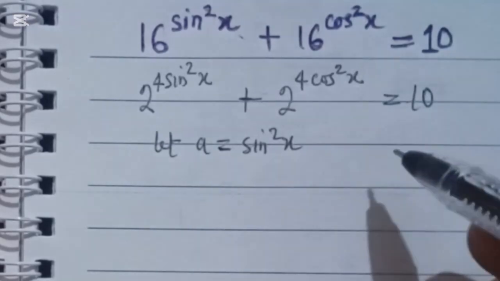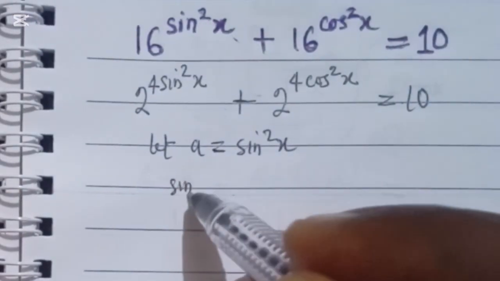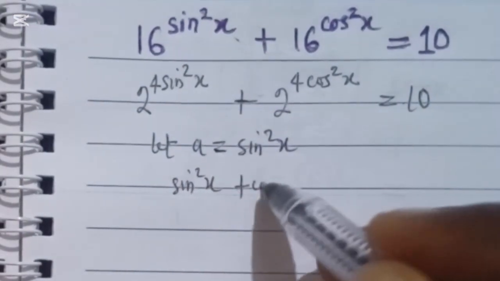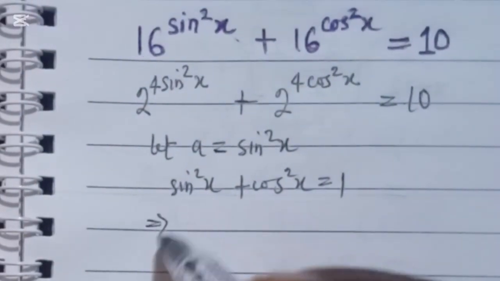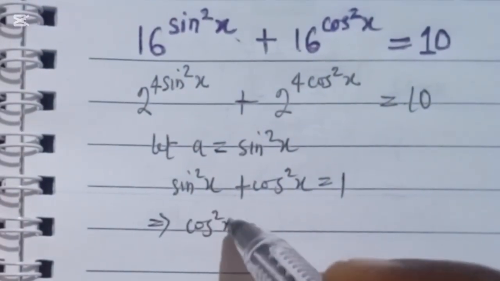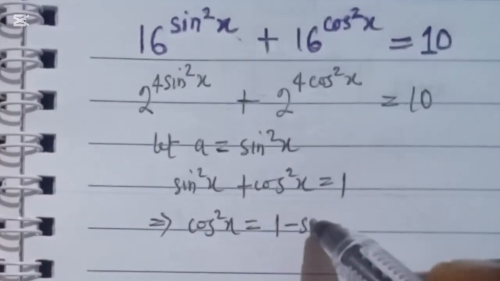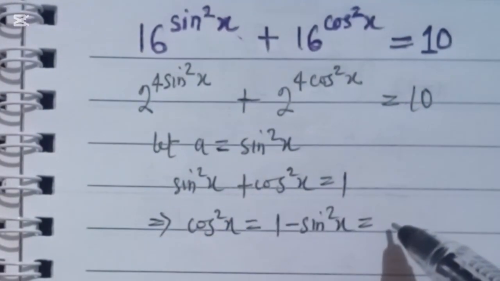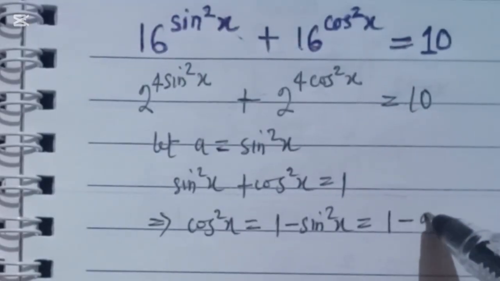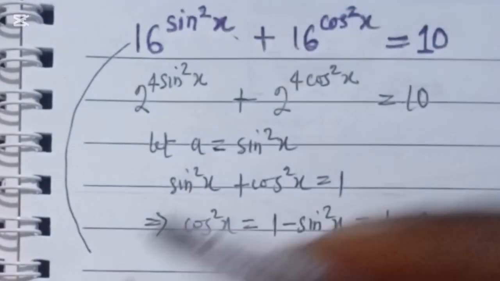By trigonometric identities, we know that sine squared x plus cos squared x is equal to 1. So this implies that cos squared x would be equal to 1 minus sine squared x. And in place of sine squared x, we can put a. So cos squared x will be equal to 1 minus a. So let's come back to the original equation.